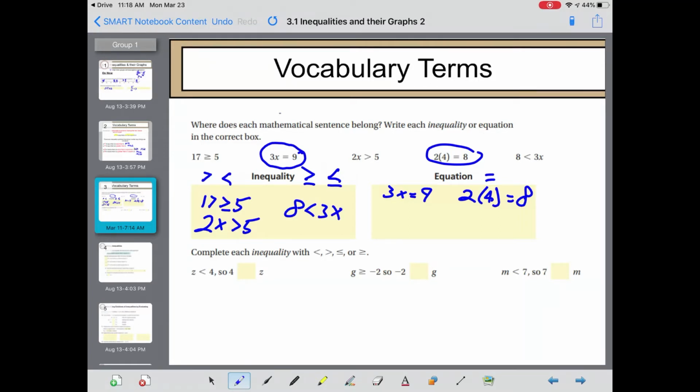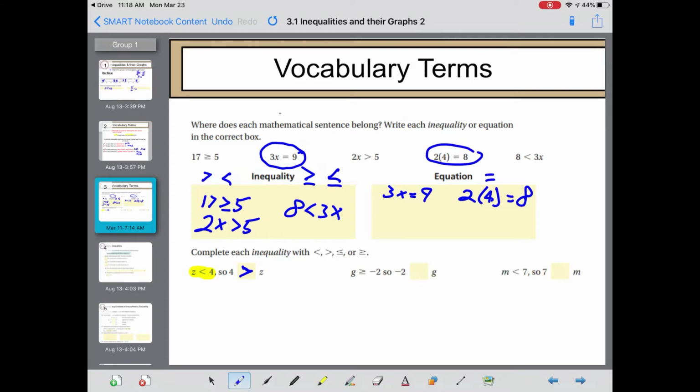The next portion of this vocabulary terms page asks you to complete each inequality with less than, greater than, less than or equal to, or greater than or equal to. So the statement they're giving us is z is less than 4. And what we want to do is write an equivalent statement starting with the 4 and ending with the z. So all you have to do is flip that entire inequality over. So this becomes 4 is greater than z.